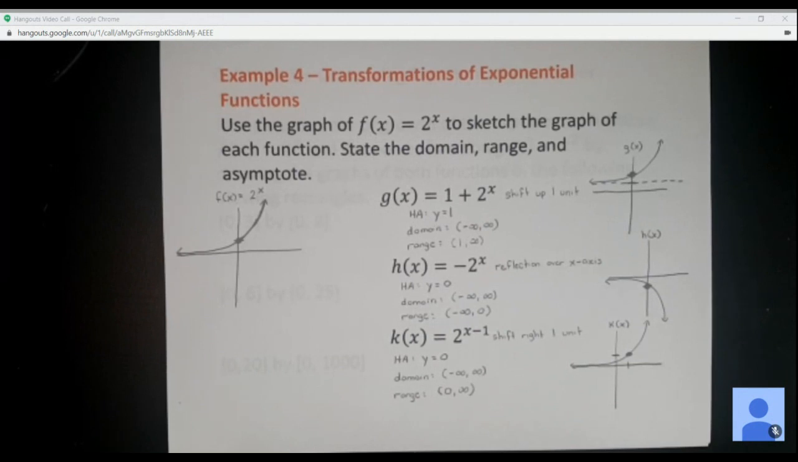So if you really wanted to know, but again, as long as you know the transformation, you know that point's going to move over 1. That means it's going to be somewhere lower than 1 when we cross over the y-axis. That's all that really matters. But you could plug in 0 and find the exact value there.